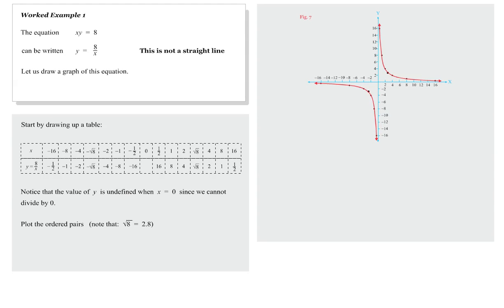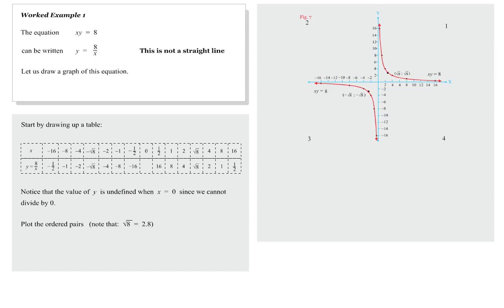We haven't seen a graph like this before. It is in two parts. One part is in the first quadrant. x and y are both positive. And the other part is in the third quadrant. x and y are both negative.